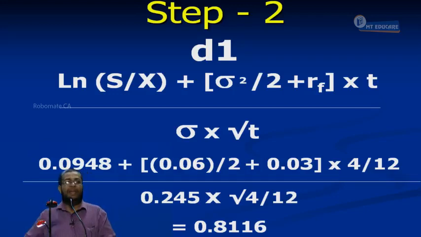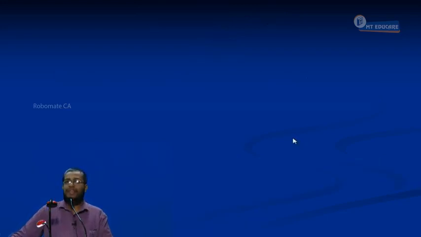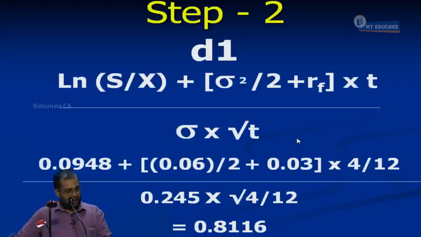0.8116. Can you believe in my calculation? D1 is equal to 0.8116. D1 is 0.8116. Can I proceed or not? Next. I think have you all finished copying up to this or not?